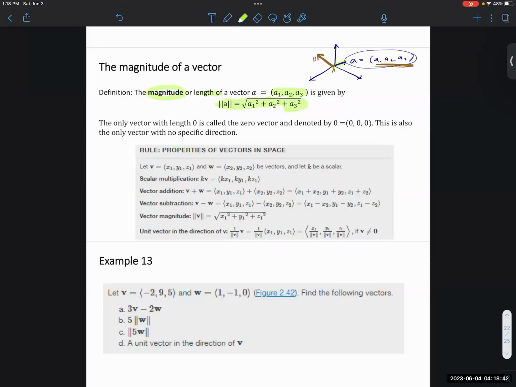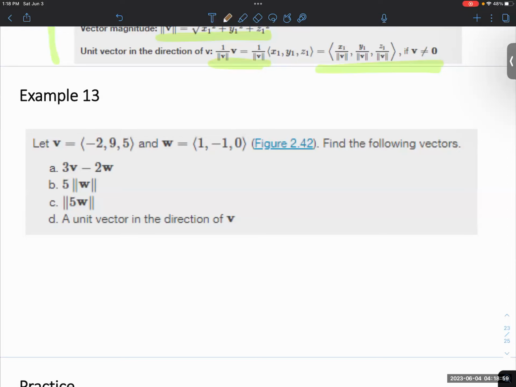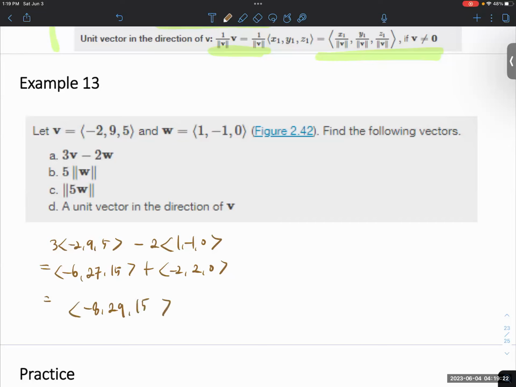If you remember in 2.1, we talked about all the characteristics. You can multiply, you can add, you can subtract. This is a magnitude, and the same for the unit vector formula. Okay, so let me take a look at the example quickly. We have 3 times -2, 9, 5, minus 2 times 1, -1, and 0. So -6, 27, 15, and you are adding -2, +2, 0. So -8, 29, 15. That's the letter A answer.